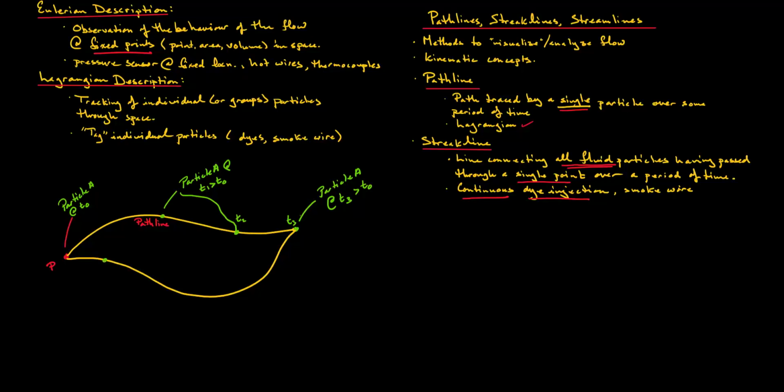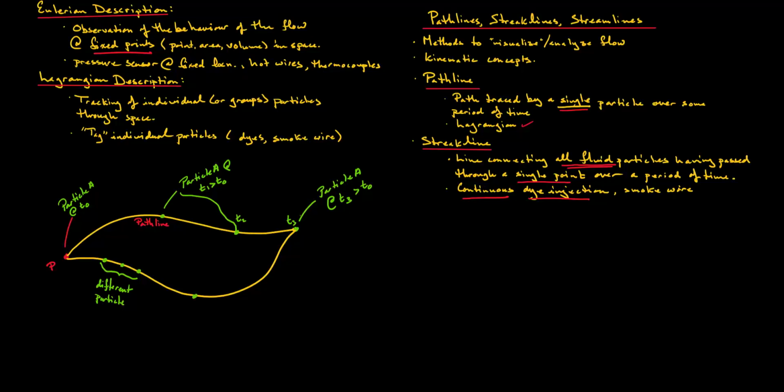So recall, the streak line is the line connecting all fluid particles having passed through a single point. And in this case, that single point is point P. So these three dots are actually different particles. And the yellow line is the line connecting these different particles, which all have passed through point P.